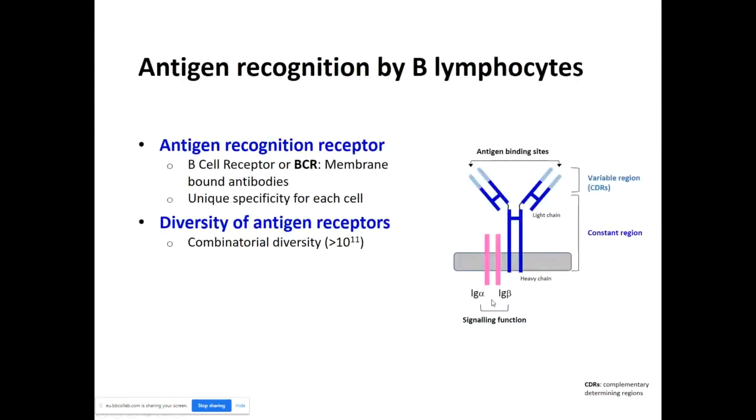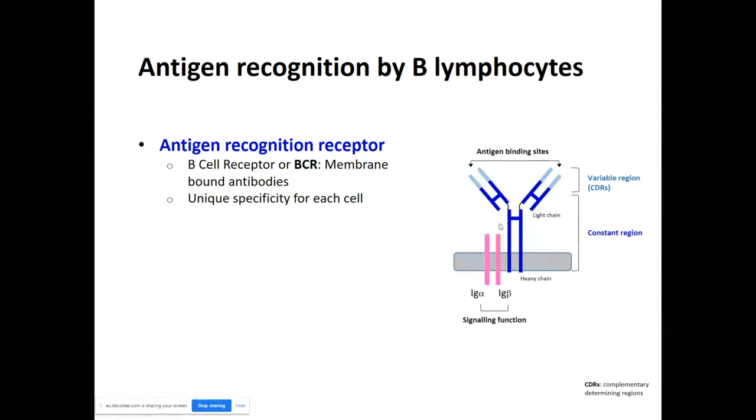So it's very easy to remember the antigen receptor. On T cells it is the TCR, or T cell receptor, and on B cells it is the B cell receptor, or BCR. Just remember that the difference is that the BCR on a B cell is an antibody.